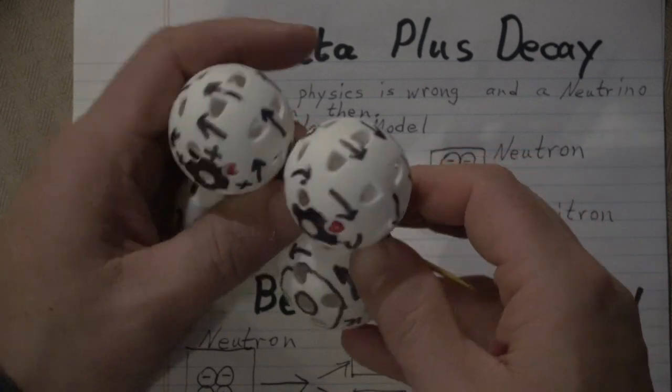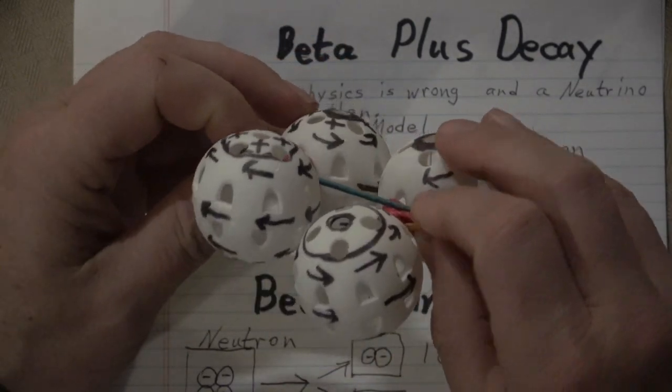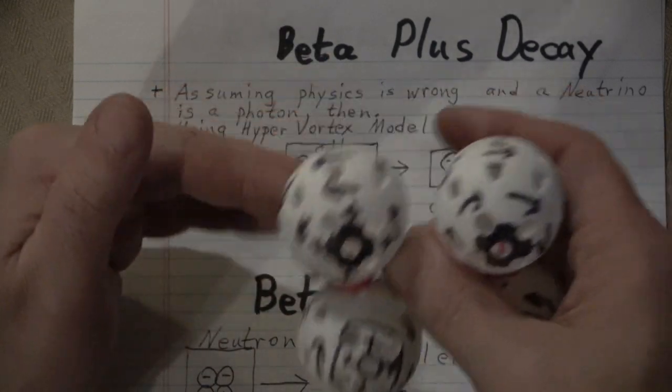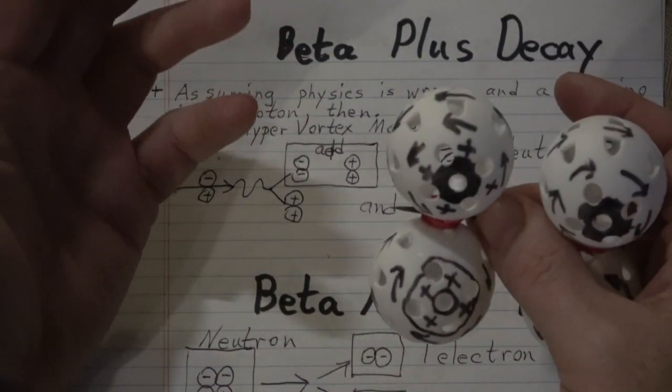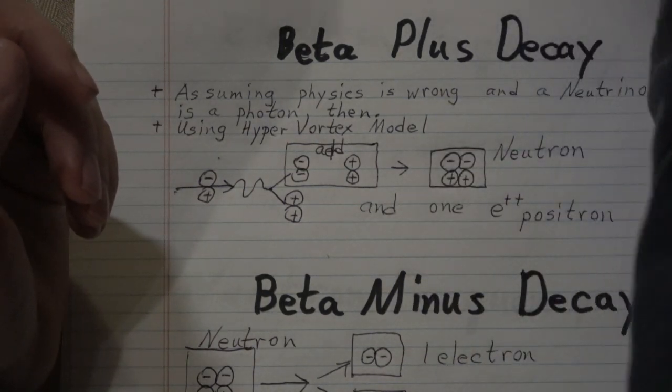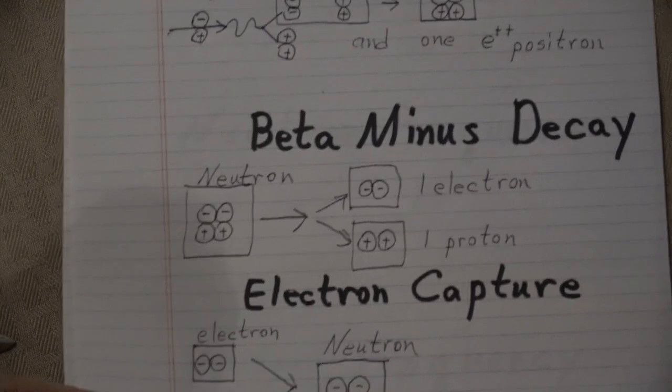Also, they would have, like I say, different spins and different velocities, because the center of each one of these goes at the speed of light. That's velocity conservation. So that covers beta plus decay; now on to beta minus decay.